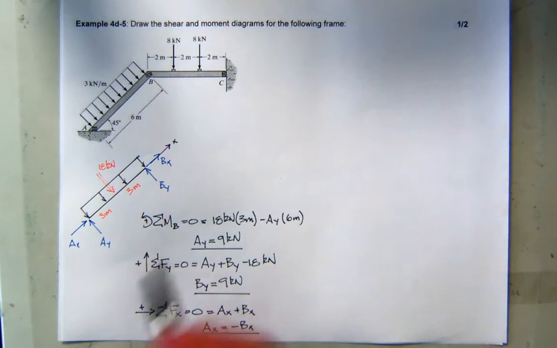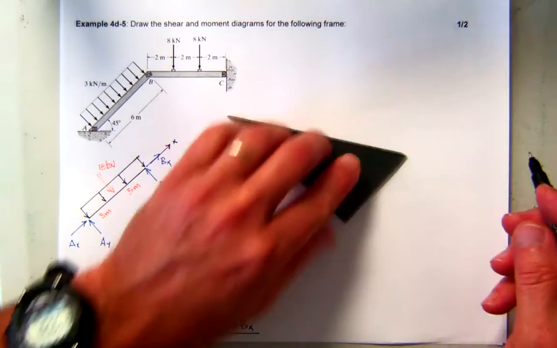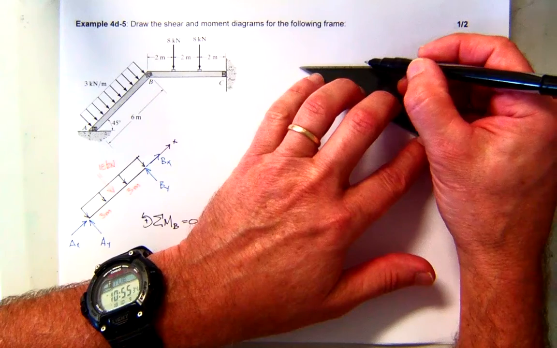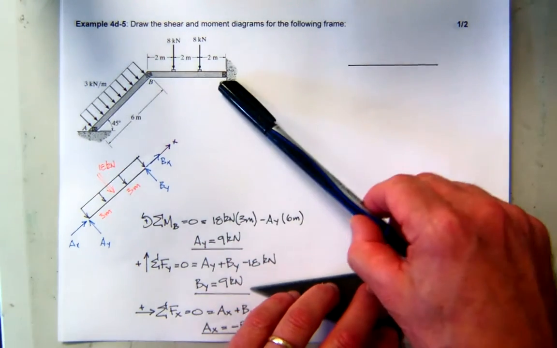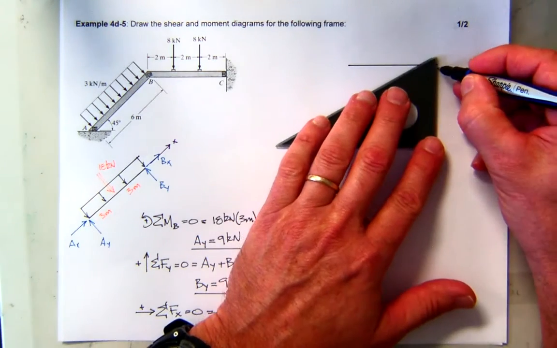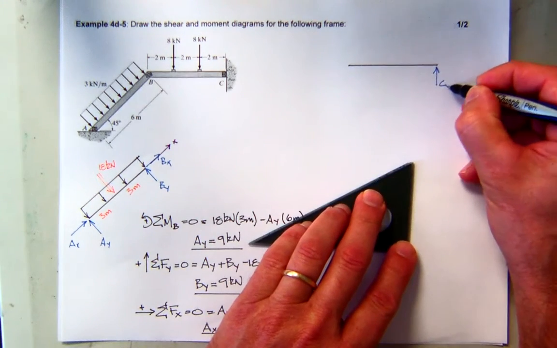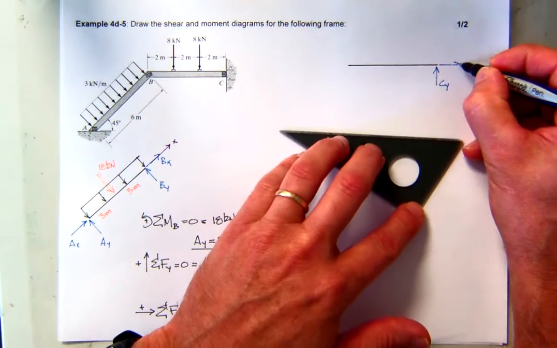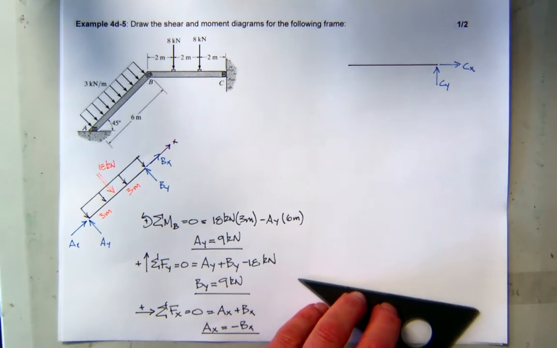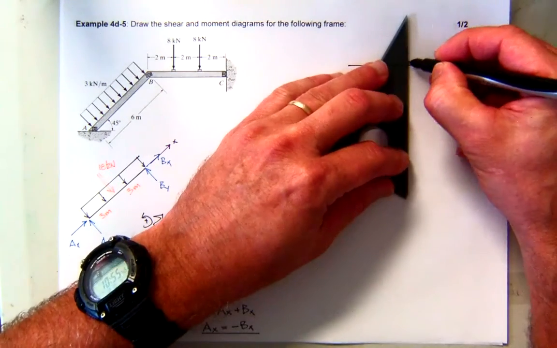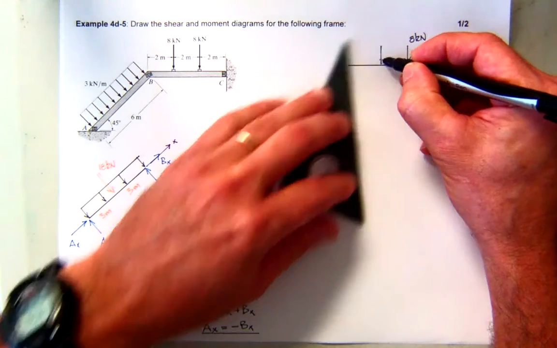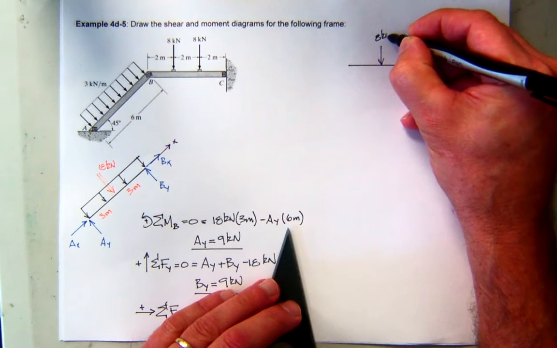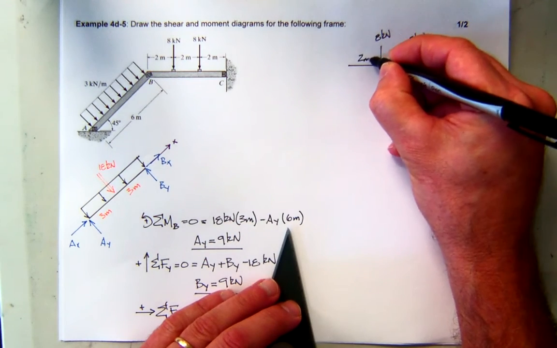So let's go look at the other section of the beam. All right, so I'll put this one up here. So what do we have? We have CY, and we have CX. What else do we have? 8 kilonewtons. 8 kilonewtons. And that's all 2 meters.